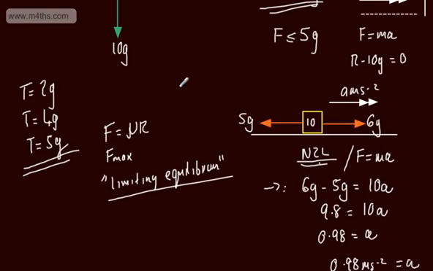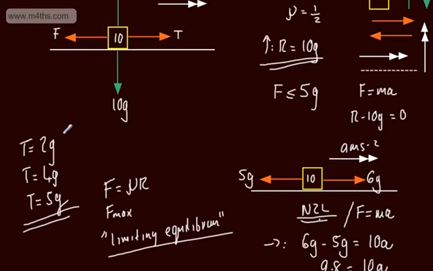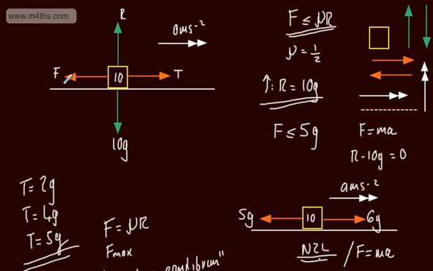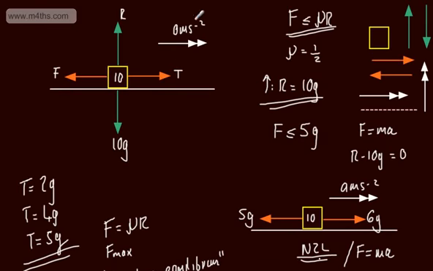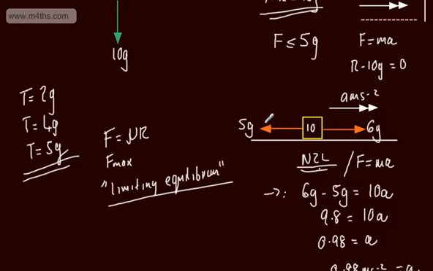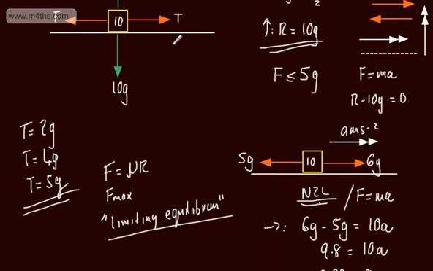That's because I've overcome the frictional force. At 2g with tension, it wasn't good enough. The frictional force was too strong for me. At 4g, it was still winning. At 5g, we were in a tug of war. We were in limiting equilibrium. The resultant was still 0, it still wasn't moving. Then I said, do you know what? Let's do 6g, let's crank this up, let's pull it.